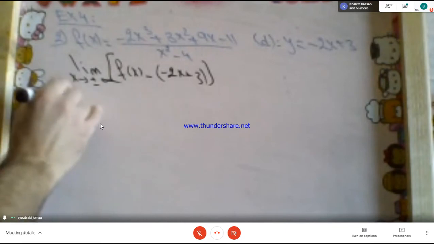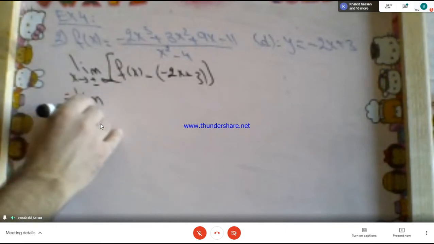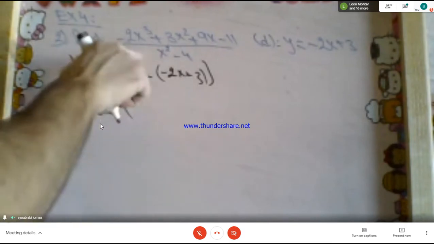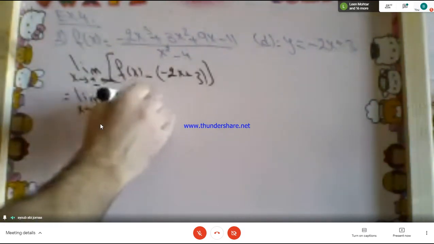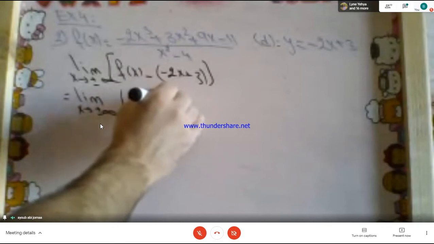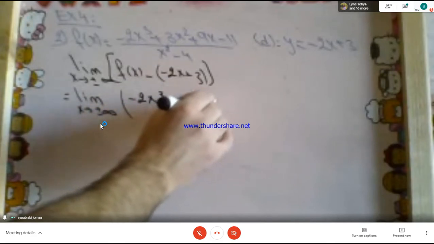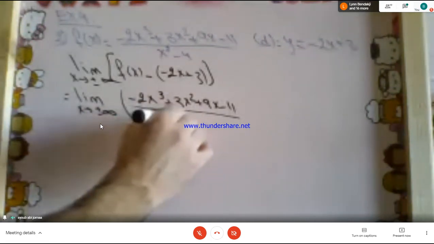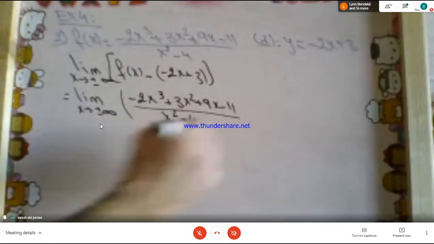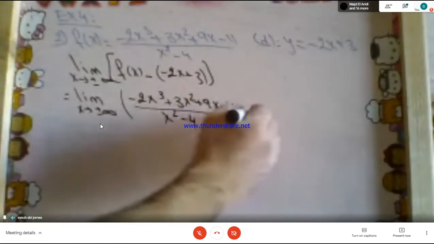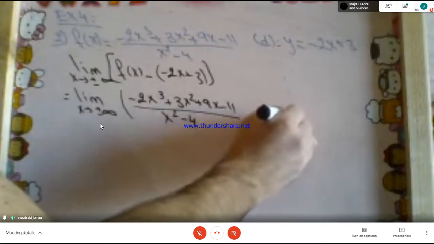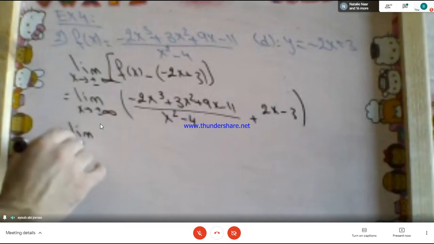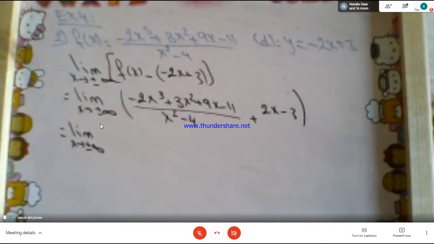Limit as x approaches positive or negative infinity. The function is this: negative 2x cubed plus 3x squared plus 9x minus 11 over x squared minus 4, minus the equation of the line, so plus 2x minus 3, which is equal to limit as x approaches positive or negative infinity.